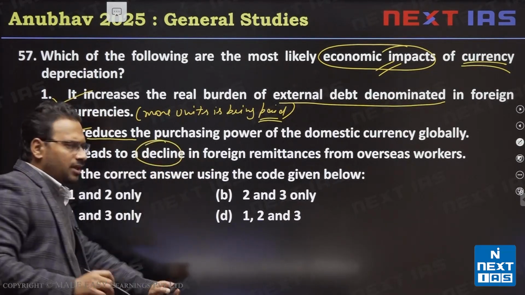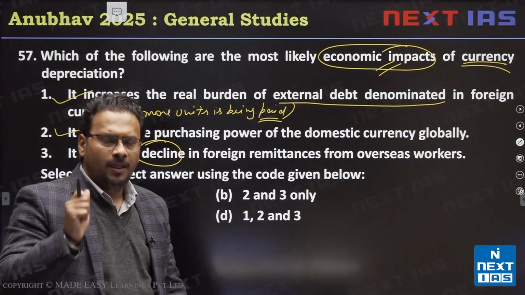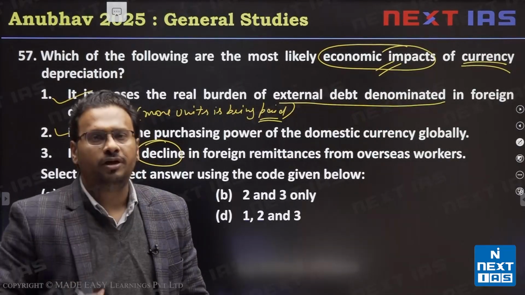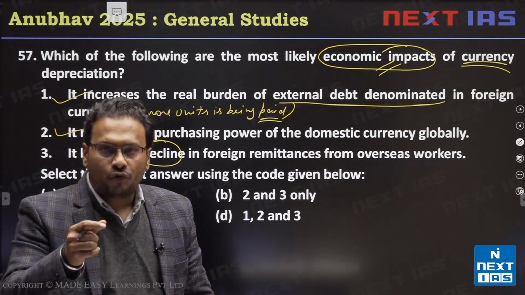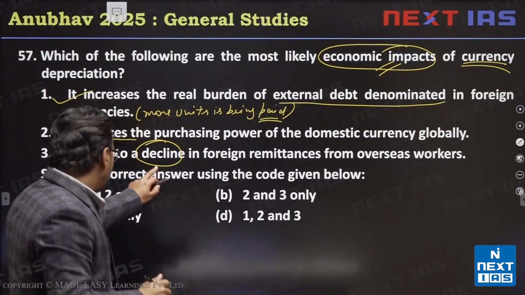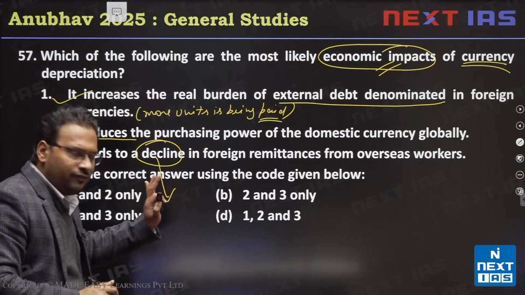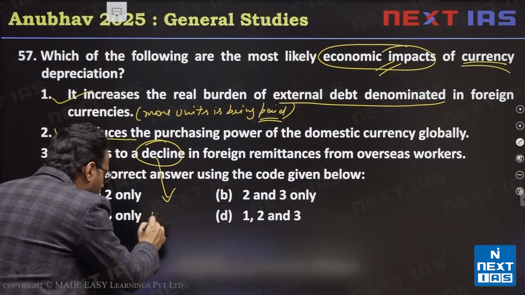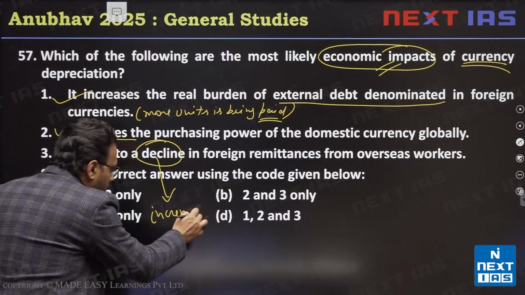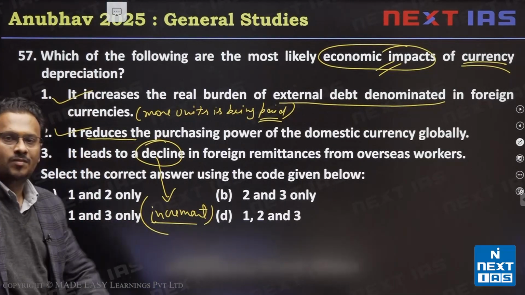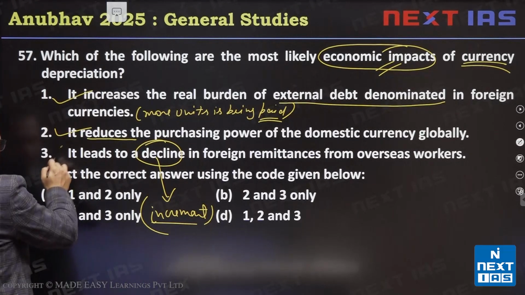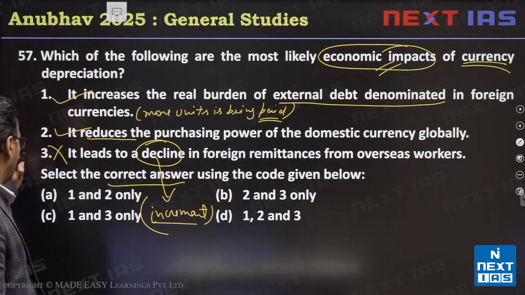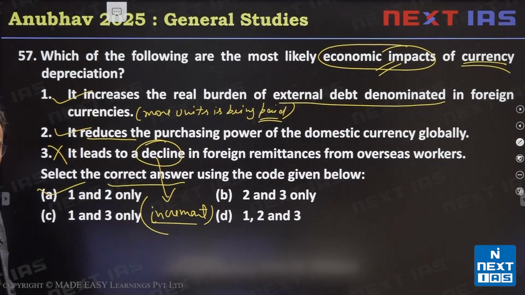It leads to a decline in the foreign remittance from overseas workers. Remittances is the amount of money that has been sent back by the people to their home countries. So if the rupee has been depreciated, with respect to India, the foreign remittance in India will not decline, but rather there will be an increment. Statement 3 is incorrect. Select the correct answers using the code given below. So it has to be 1 and 2. A has to be the answer.